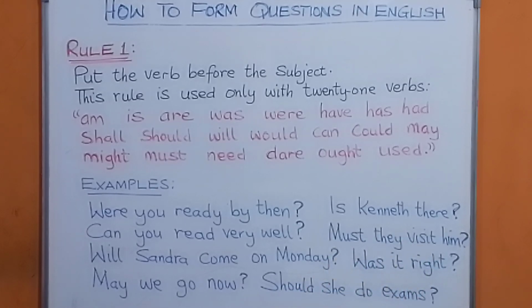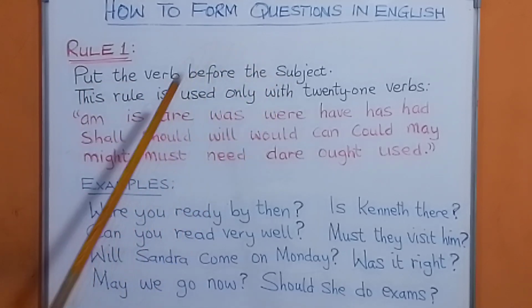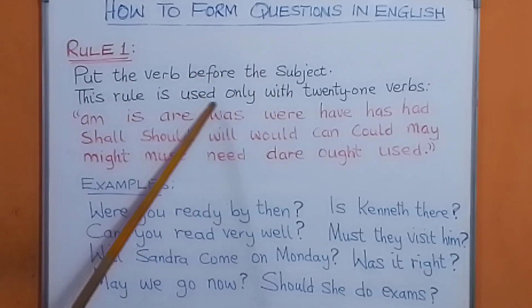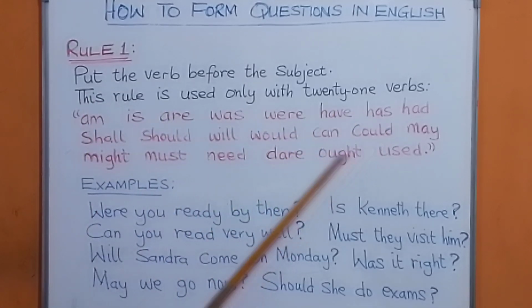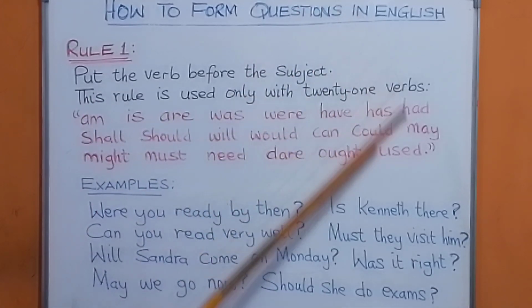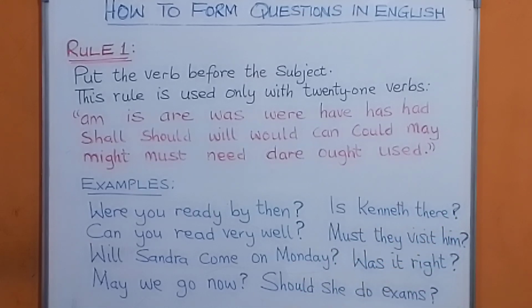Was he right? May we go now? Should she do exams? These are questions in English. We say, put the verb before the subject. And then you use this rule only with the 21 verbs. The 21 verbs are here written in red. So, you can put all the 21 verbs first, and you put the subject, then you'll be able to form your questions. That is rule number 1.